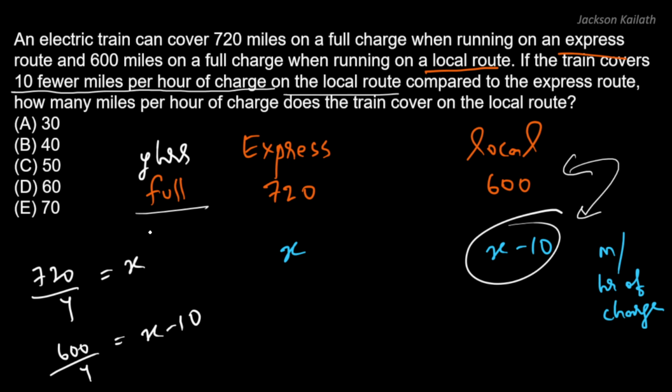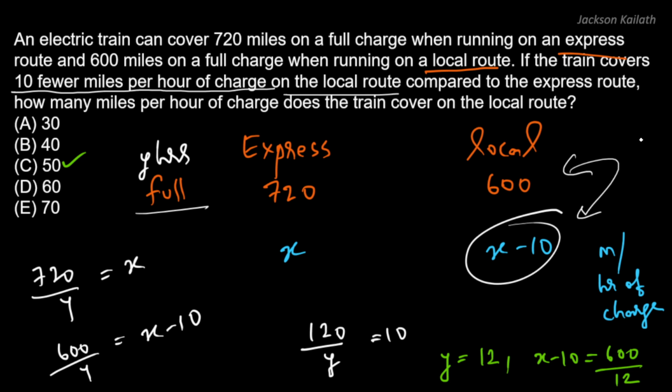Now let's try to solve it. When we subtract these two, over here x minus (x minus 10) will give you 10, and over here 720 by y minus 600 by y will give you 120 by y. So we have 120 by y is equal to 10. Now let's go ahead and solve this. So y is equal to 12, right? We just need to take y over here, and 10 comes to the denominator. So 120 by 10 gives you 12. So y is equal to 12.